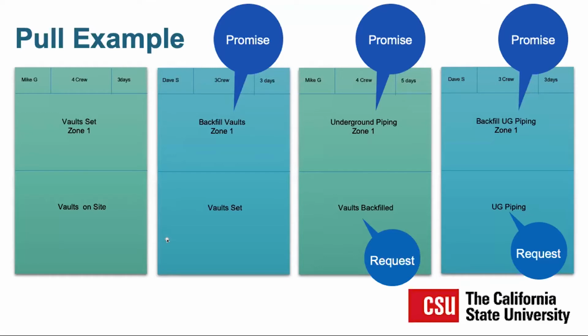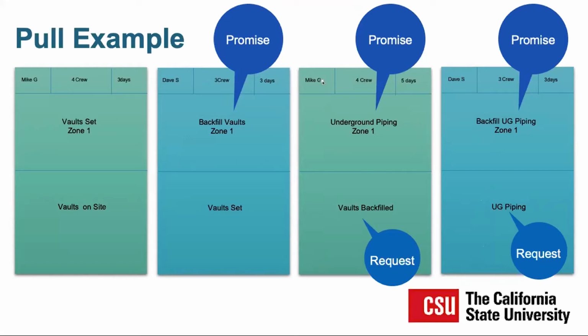Okay, so how does this look on tags? We're going to start here on the right. What's our activity? We're going to backfill the underground piping in zone 1. And what's necessary in order for that to happen? Well, we have to have the underground piping. It needs to be laid, or set. So the tag just before that is underground piping in zone 1.